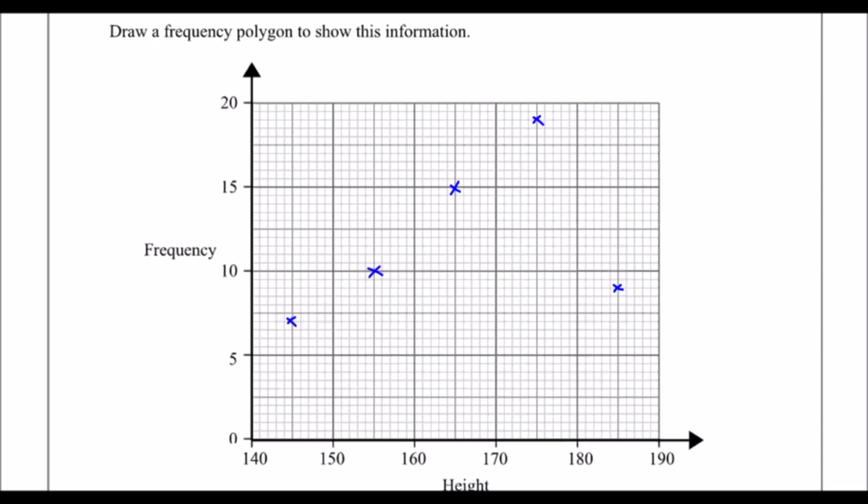Now we get a ruler and we join the points up with straight lines. So for a frequency polygon, we're plotting the midpoint against the frequency, and we're joining our points up with a ruler with a straight line. And that's our frequency polygon.